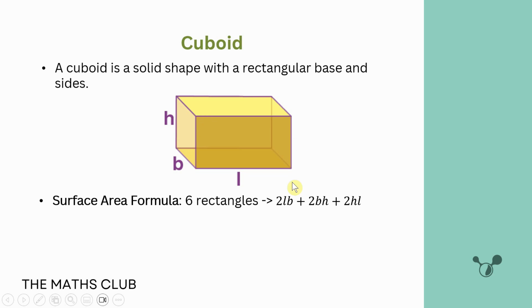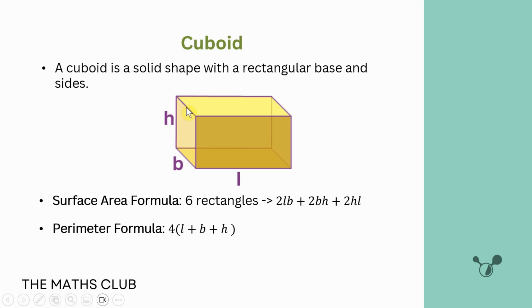For this face here, when you find the area, this is the length and this is the height. So you multiply length times height. And the face opposite it will also be length times height. So by the time you add two of them together, that will give you 2 height times length.